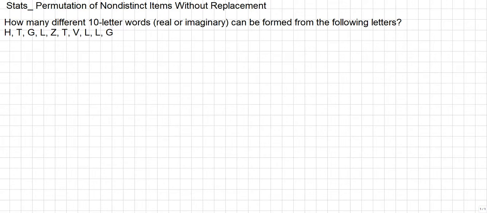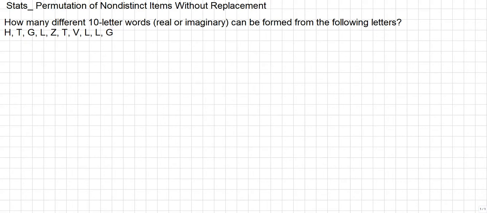In this video, we're going to discuss permutation of non-distinct items without replacement. And there's a certain formula that you need to use with that. So we start with the question: how many different 10-letter words, real or imaginary, can be formed from the following letters? And then there's the list: H, T, G, L, Z, T, V, L, L, G.